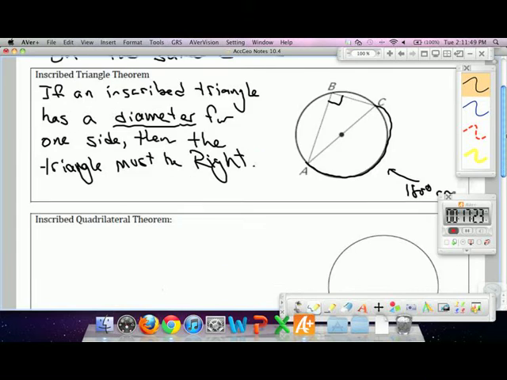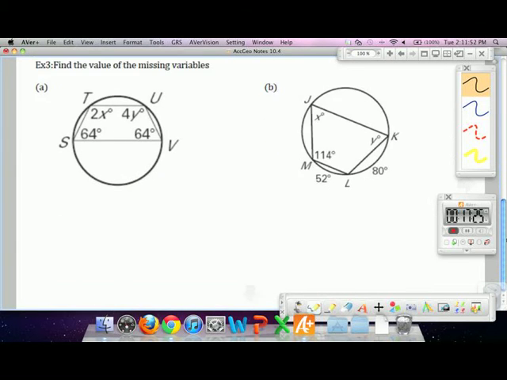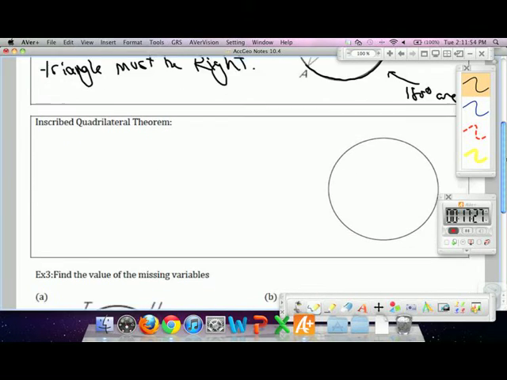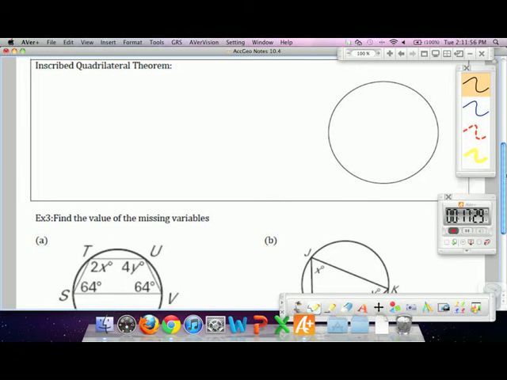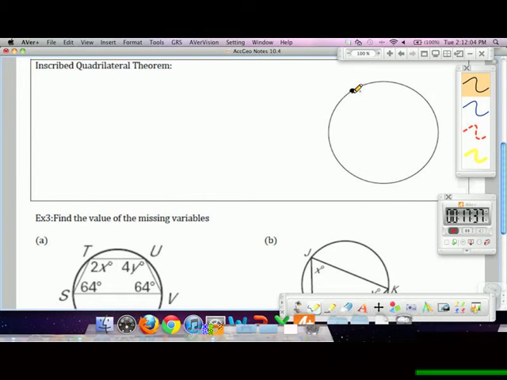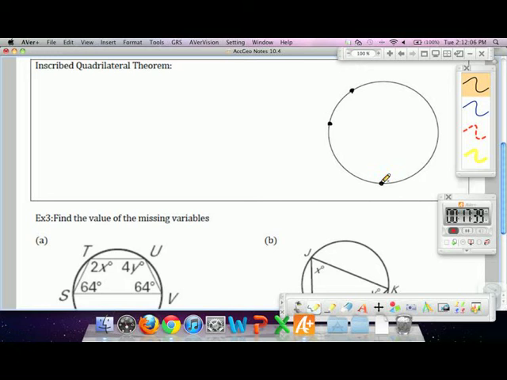Let's talk about quadrilaterals real quick. Kind of a similar game. Now, instead of a triangle, let's inscribe a quadrilateral. So I'm going to just make up a quadrilateral in here. I'm putting 4 vertices on the edge of a circle. I'm going to inscribe a quadrilateral this time.